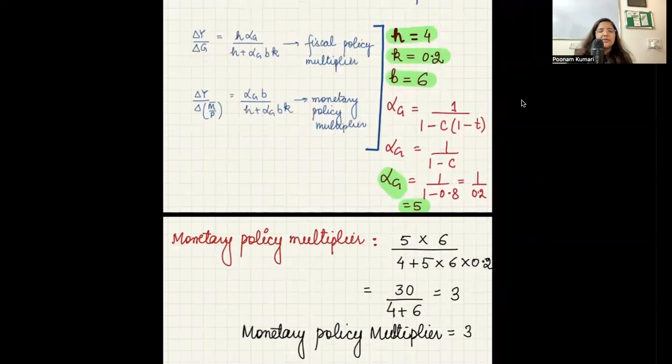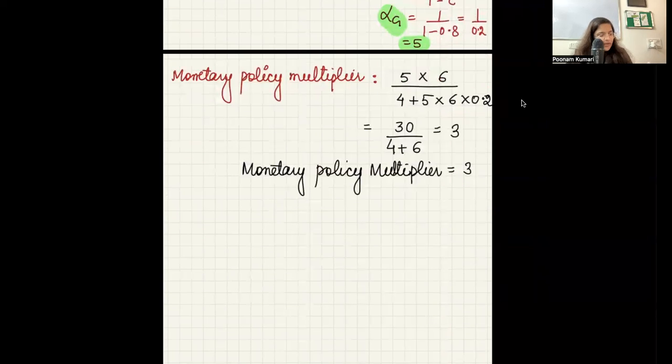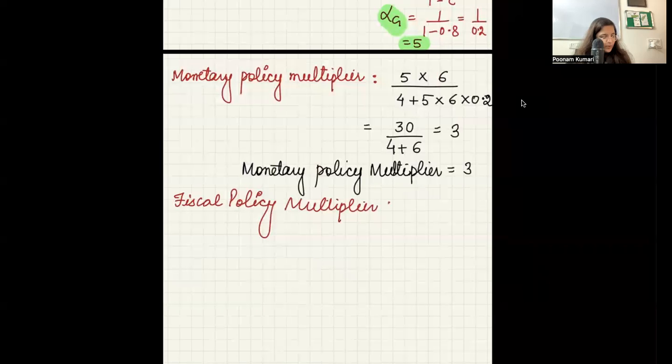And then fiscal policy multiplier, आपका जो डिनोमिनेटर है वो एग्जैक्टली सेम है, सिर्फ न्यूमरेटर में चेंजेस हो जाते हैं. यू हैव टू यूज h टाइम्स अल्फा जी. सो फिस्कल पॉलिसी मल्टीप्लायर इज दिस, fiscal policy multiplier is h times alpha g.